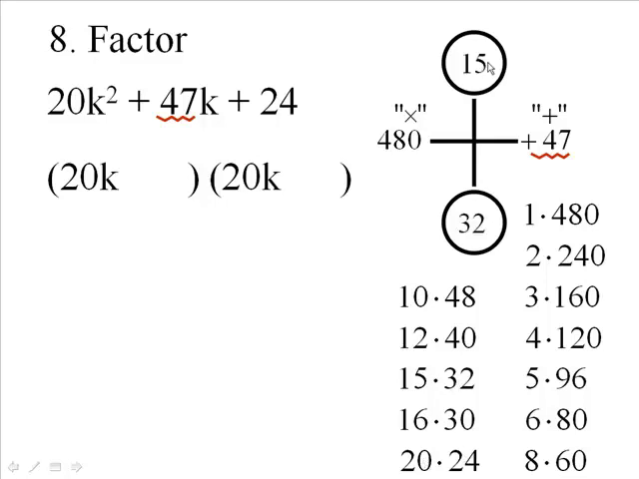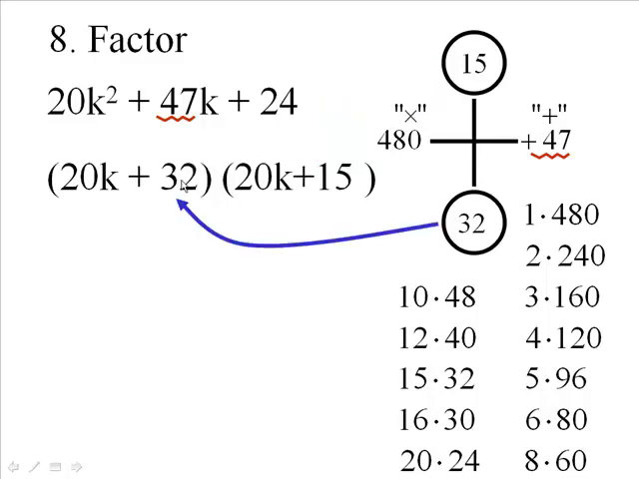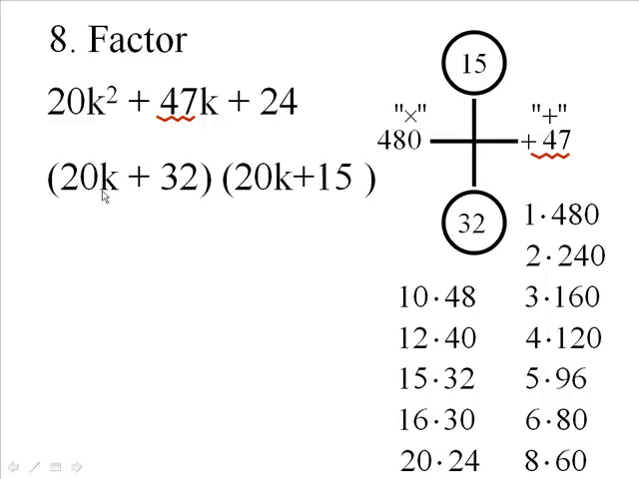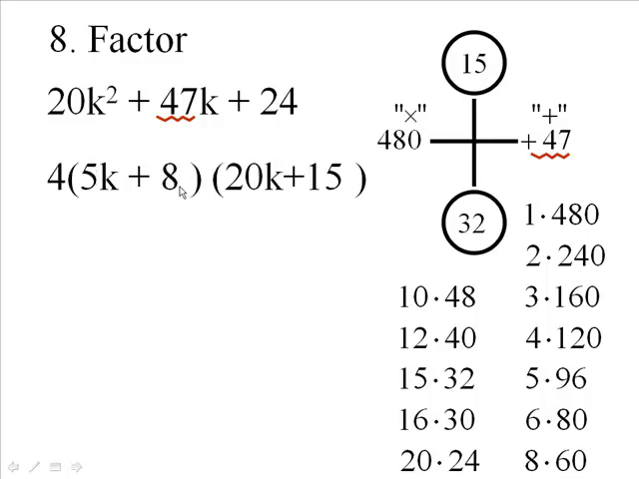I'll put the 15 and the 32 right here. Those are the two numbers that you multiply to get 480, and you add them to get 47. The 15 we can write right here, the 32 I can write right here. Then I get a factor. What kind of factor out of these two? How about a 4? We get 4 times 5 is 20, and 4 times 8 is 32. So I can take a 4 out of both those, leaving me a 5k plus an 8.